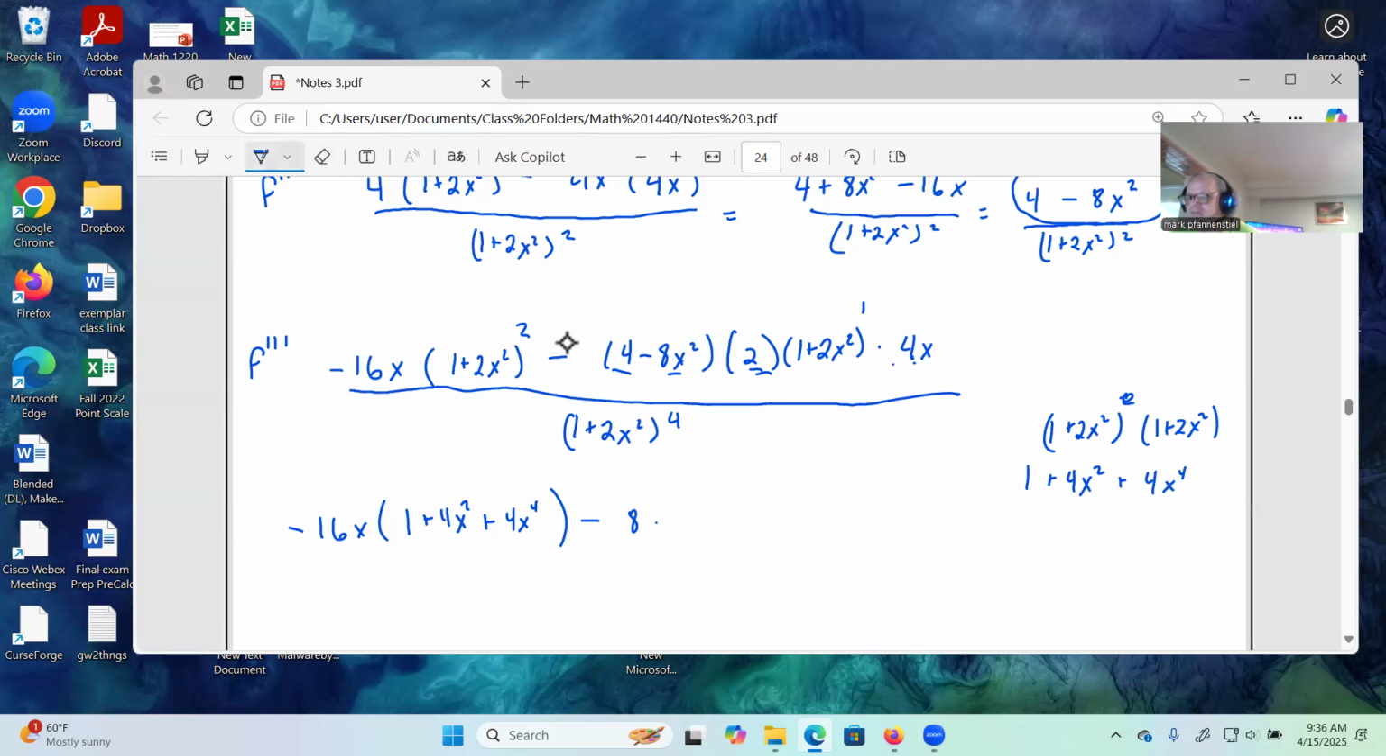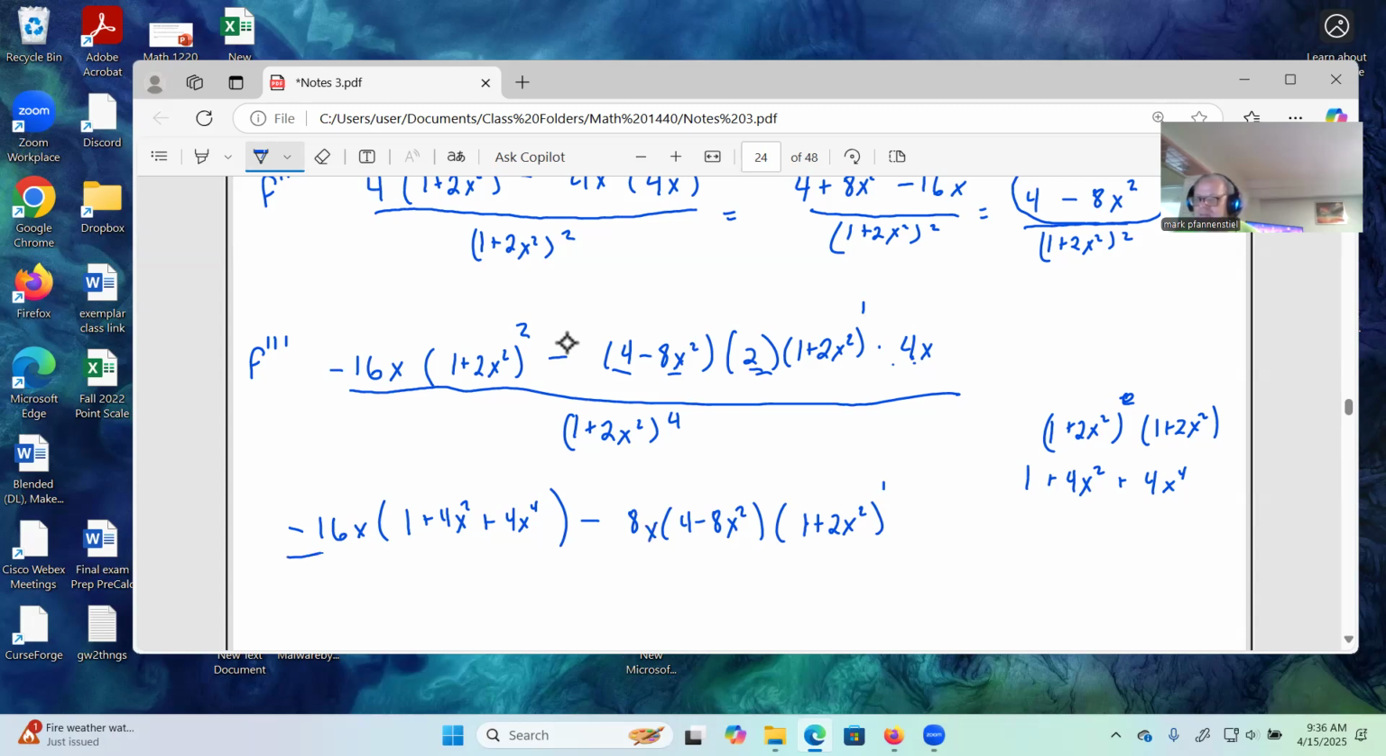So here, my 2 times my 4 is my 8. Here I've got a 4 minus 8x squared. And then we have a 1 plus 2x squared raised to the first power. All right, and I'm trying to get through with some of this. I think I forgot an x here. So we have an 8x sitting here.